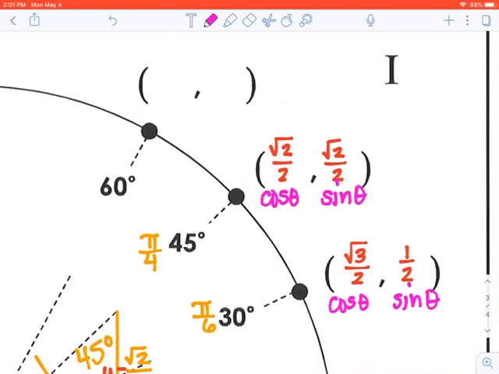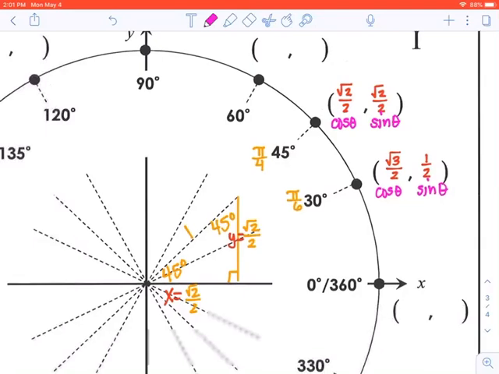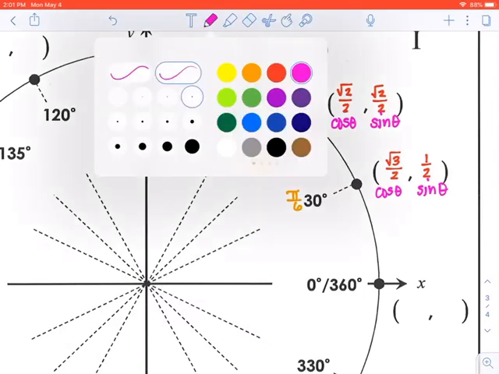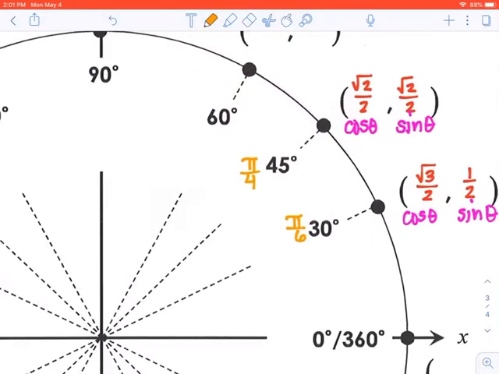So again, it's just an easy way for you to look at a unit circle and say, oh, I don't need to figure out what the sine of 45 degrees is because I can just look at the y value and say sine of 45 is root 2 over 2. Now on to the 60 degrees. I'm going to erase this again because it'll get too messy if I don't. All right, sine of 60 degrees.